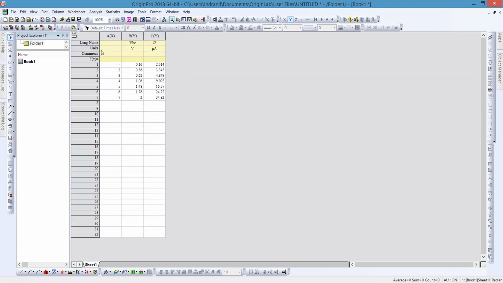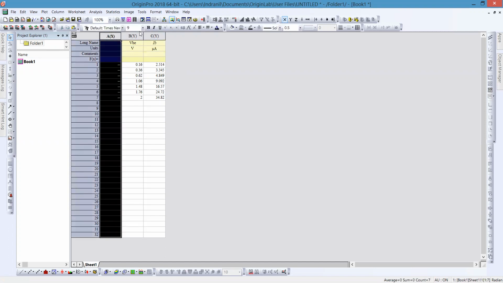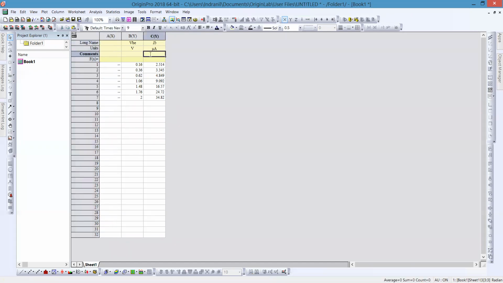Okay, so first of all, let's plot this here. One more comment should be there. It is for 1.1 volt of VCE. Yeah, sorry, that should be VCE.